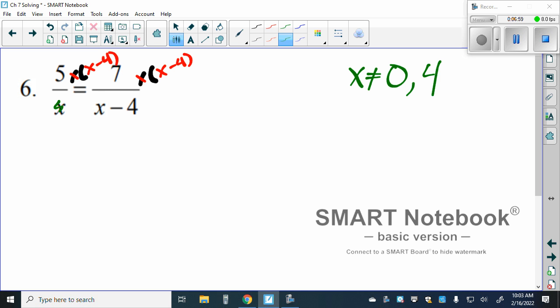So here the x and x will cancel out. The x minus 4 and x minus 4 will cancel, leaving us with... so we can go on and multiply through. Because if you do feel comfortable doing the 5 times x minus 4 and distributing that, that's perfectly fine.